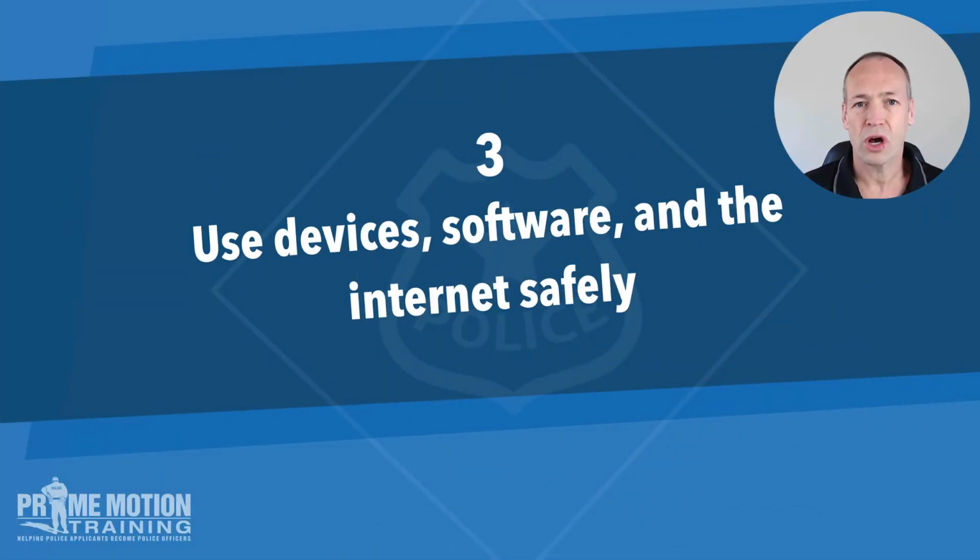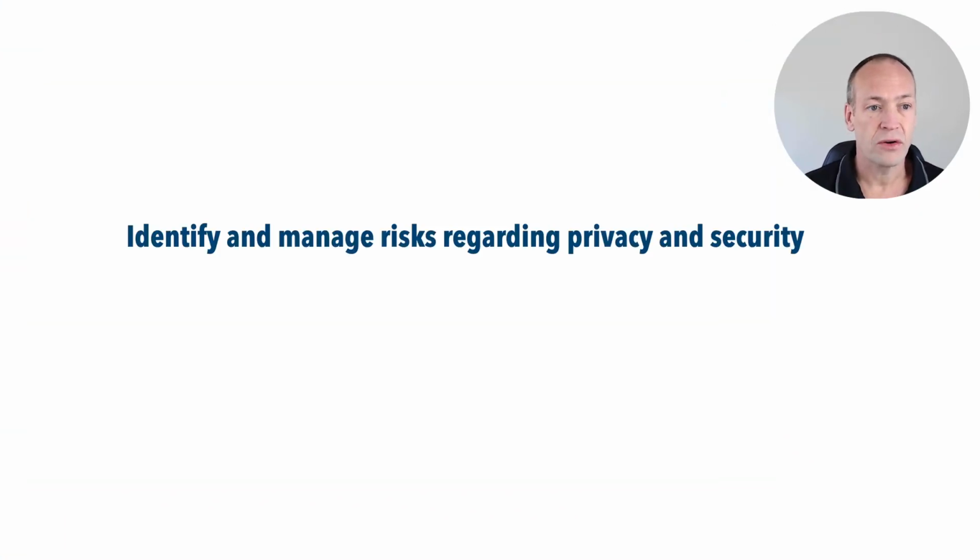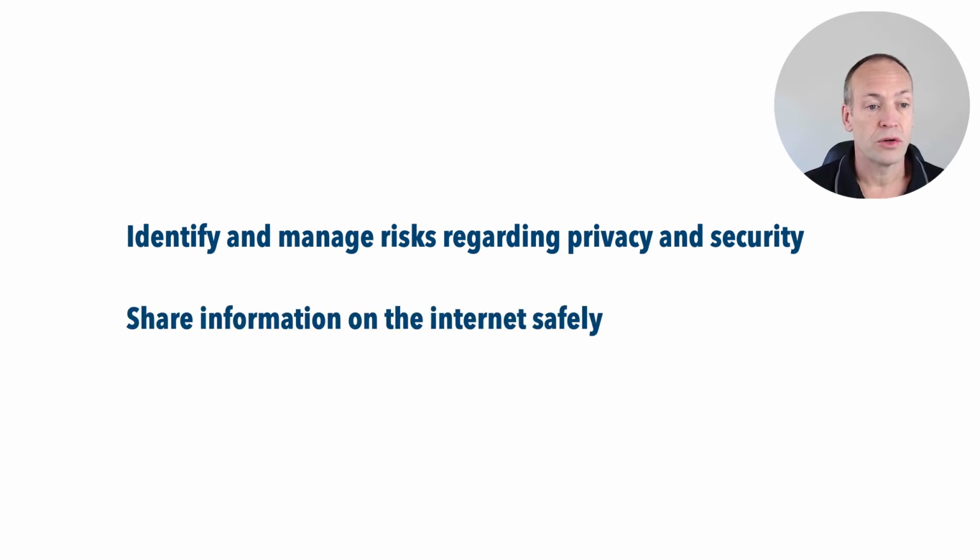Right, the third type or category within the digital literacy test is your ability to use devices, software and the internet safely. So use devices in a safe manner, use software safely, and of course be online, use the internet in a safe manner. Some of the little topics around that category: identifying and managing risks regarding privacy and security, and your ability to share information on the internet in a safe manner.